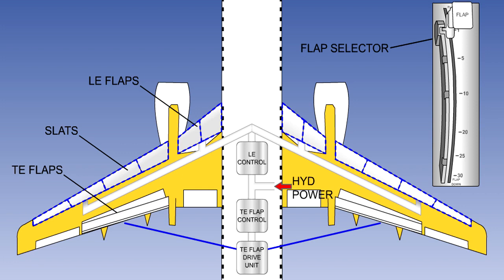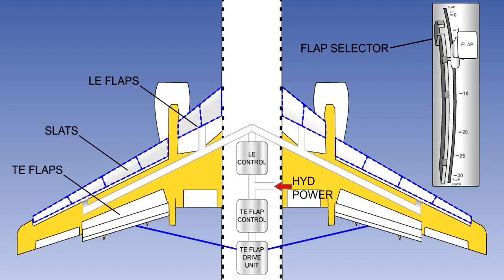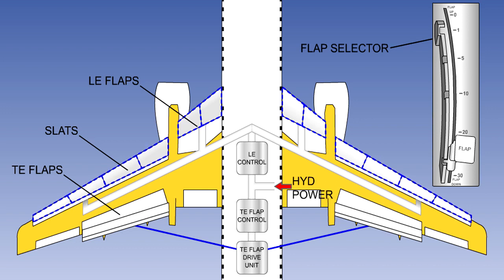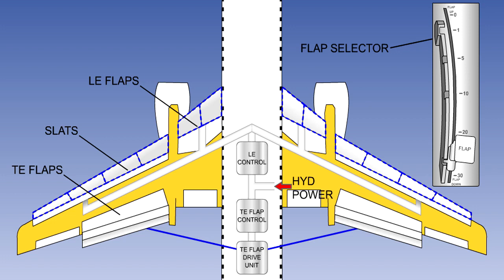The leading edge flap or slat extension sequencing varies with aircraft type. On the Boeing 737, the leading edge flaps extend fully and slats extend to the midway position, when the trailing edge flaps extend to their first position. And when the trailing edge flaps are fully lowered, the slats extend fully. The sequence is reversed when the flaps are retracted.